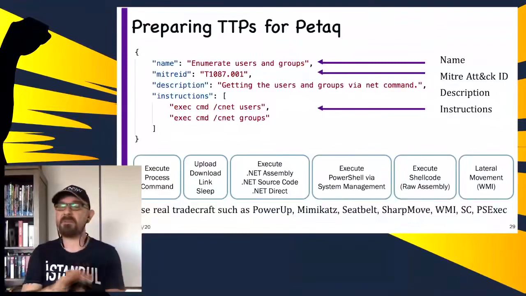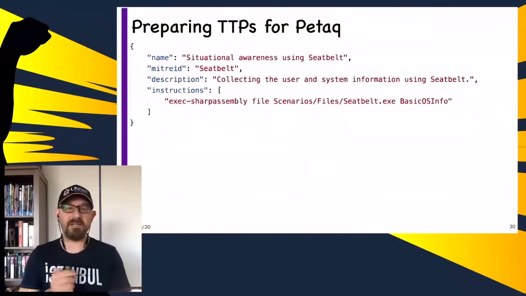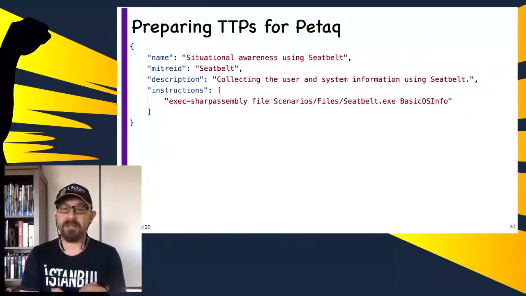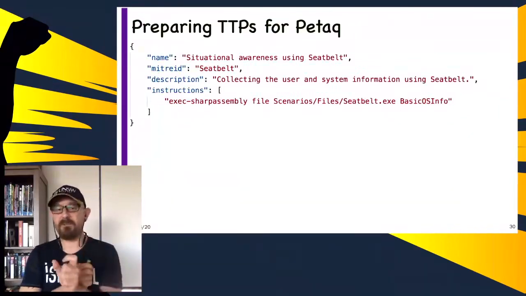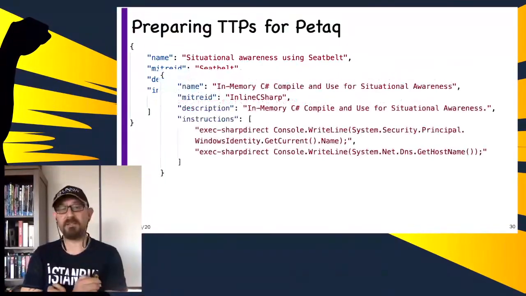Or PowerUp can be used. I don't need to integrate those because Pataq has a baseline for all of those. So the simple command can be exec, but this is a .NET example for Seatbelt. The Seatbelt application is a .NET application, and you can use exec sharp assembly, and then file, and file path, and the parameters to run a .NET assembly.